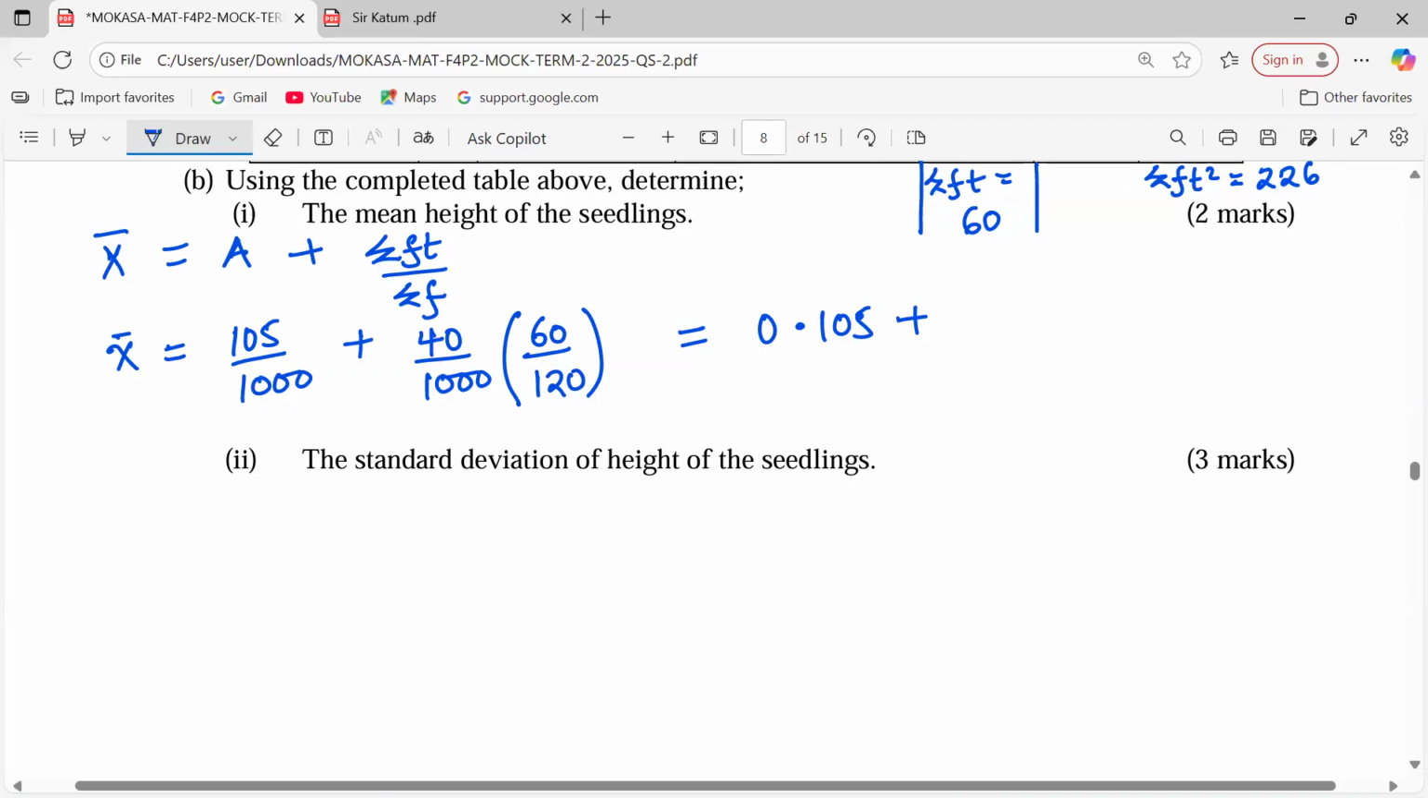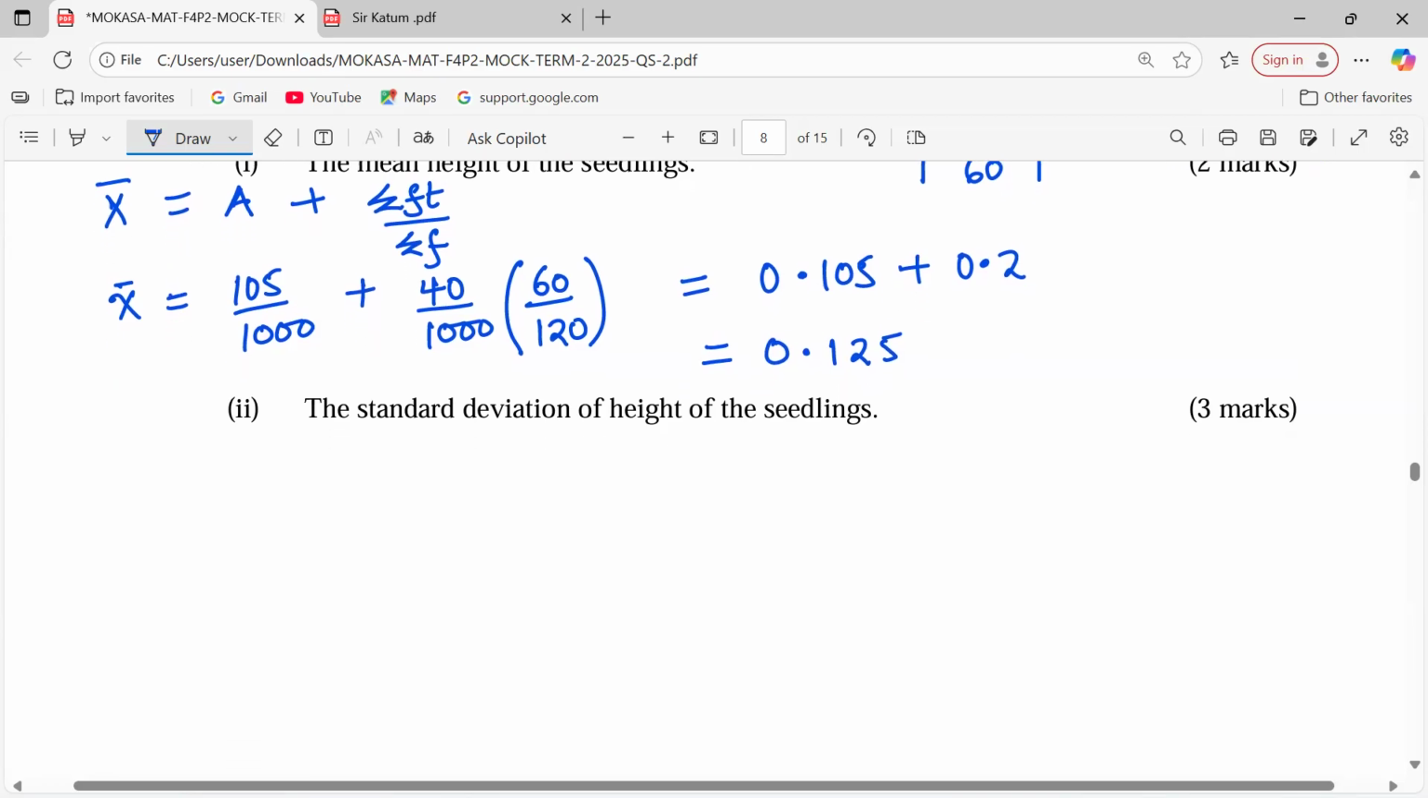Is it so? 0.2. So this is going to be 0.125. That is the mean height. Then we proceed to standard deviation.